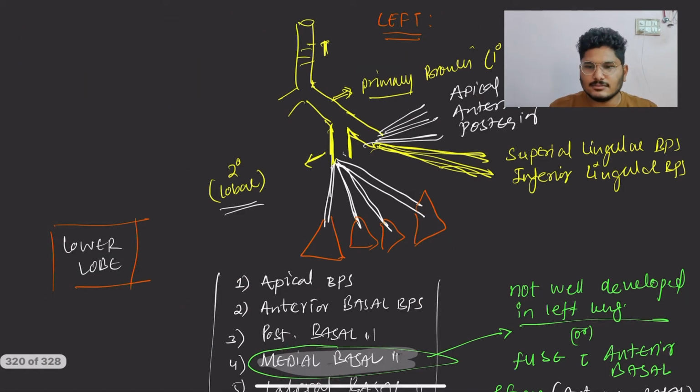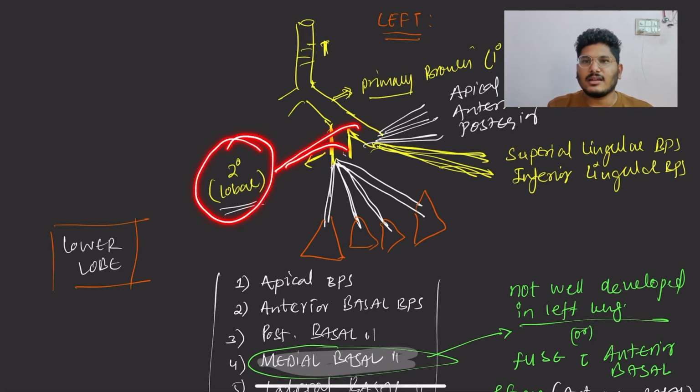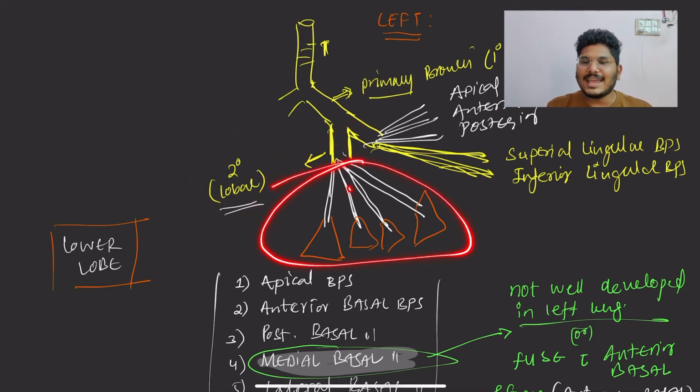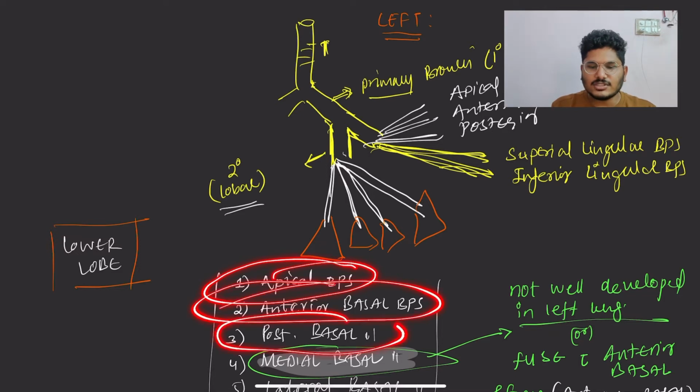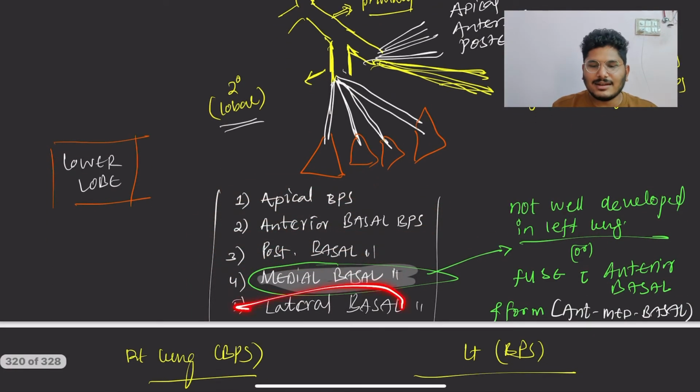Regarding the left lung, there are only 2 lobes. Therefore, there are only 2 lobar bronchi, or secondary bronchi. So the lower lobe follows the same rule as the right lung. That is, there is an apical basal, anterior basal, posterior basal, medial basal, and a lateral basal. These 5 segments will be there.